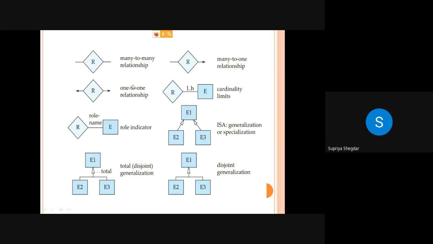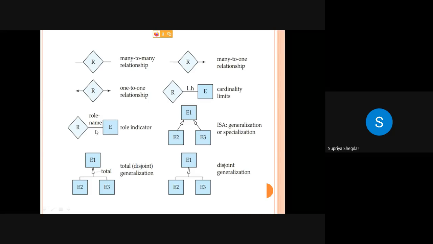Then the relationship between two entity sets. If a many to many relationship is there, then we represent it simply with a line between the relationship set and the entity set. If a many to one relationship is there, then a simple line to the many side of the entity and an arrow, or directed line, to the one side of the entity. And if it is a one-to-one relationship, then we use a directed line to both sides.